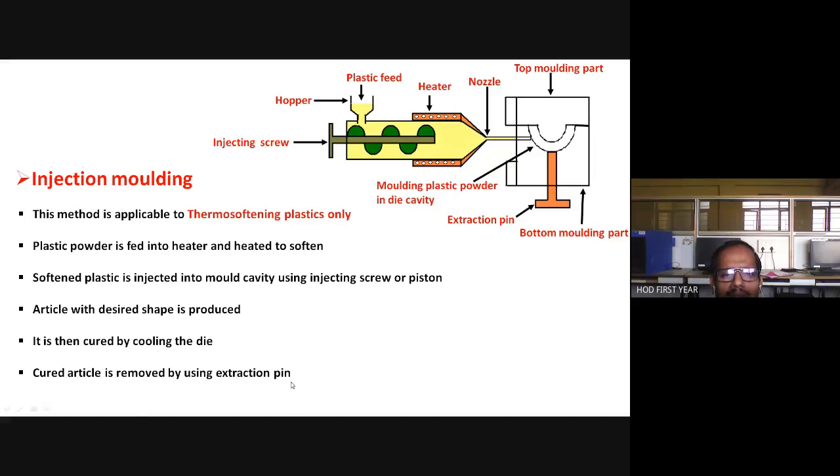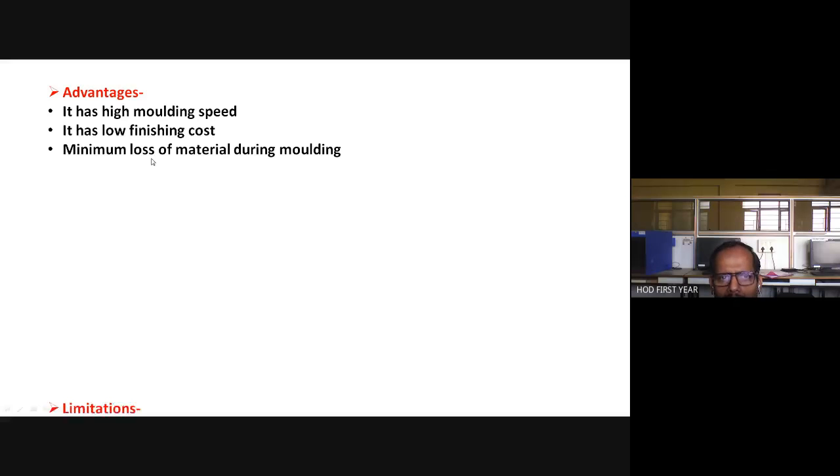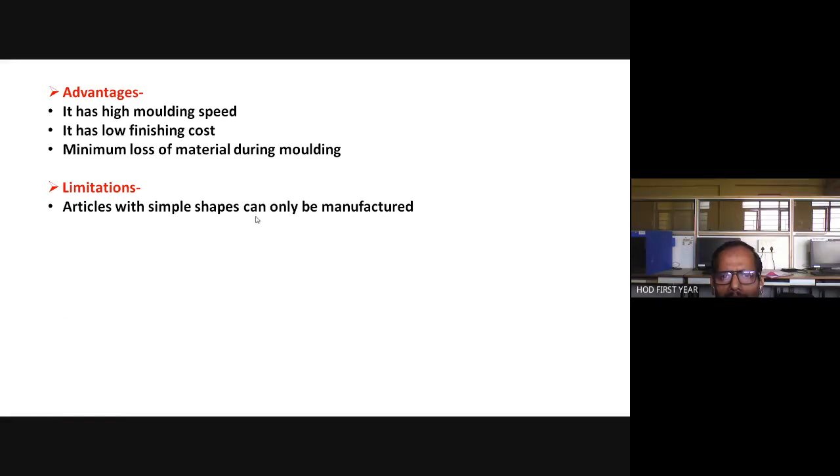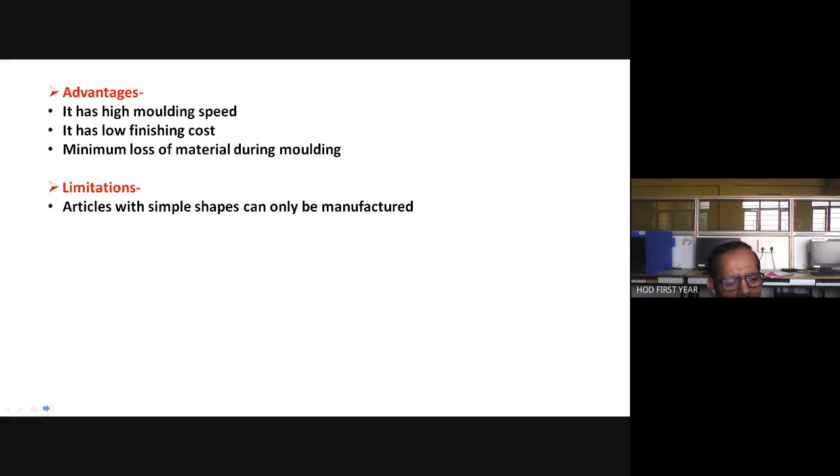These articles are bucket, dustbin, etc. Advantages: it has high molding speed, very high comparatively. Low finishing cost. Minimum loss of material during molding. Loss of material was a disadvantage of transfer molding, but here there is minimum loss of material, which makes the process economical. Limitation: only articles with simple shapes can be manufactured. Intricate shapes and continuous shapes like pipes cannot be made. I hope you understood. So let us see the video for this also.